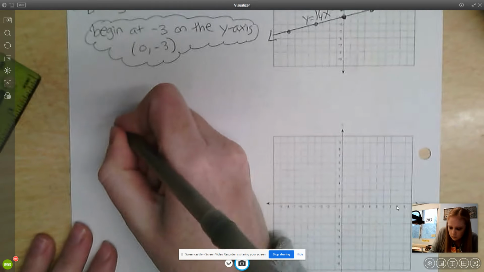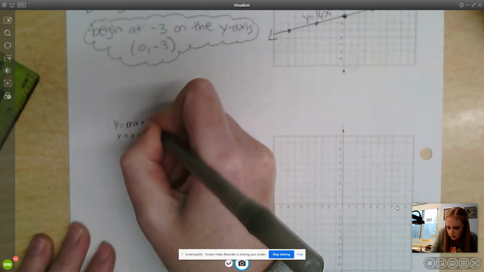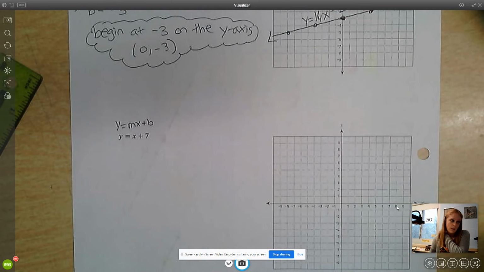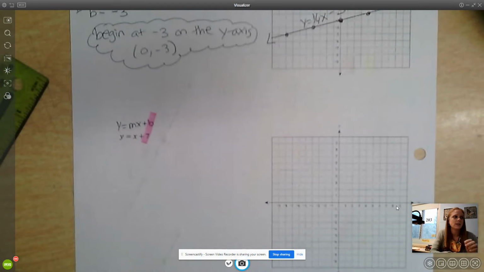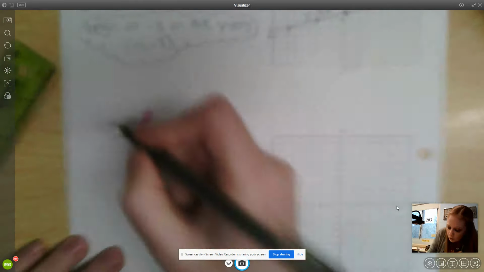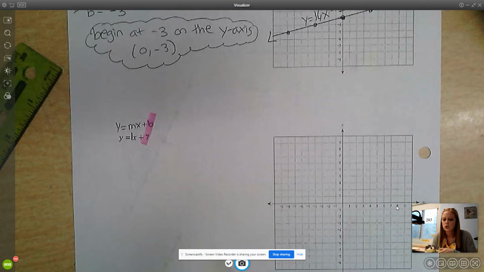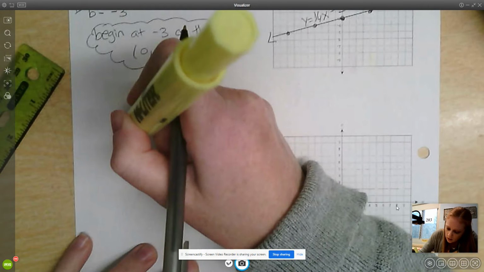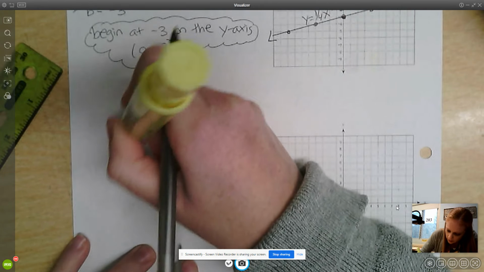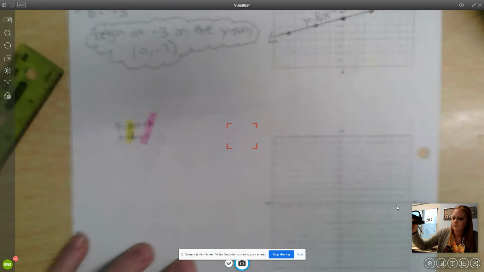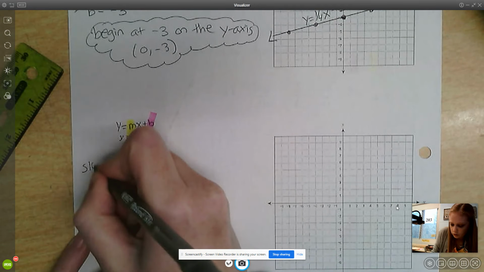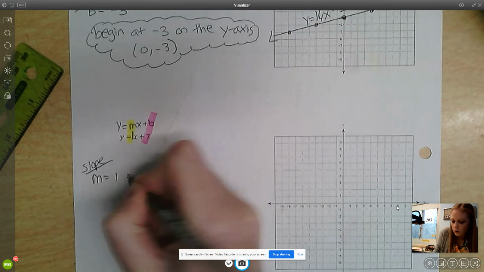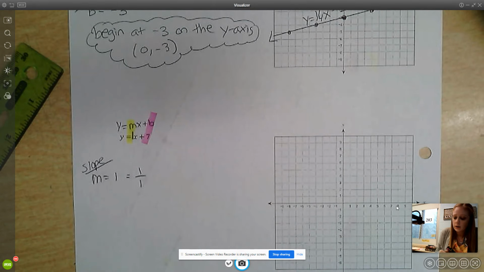Y equals mx plus b. Let's think about what the m is and what the b is. So the b is the number being added on the end. So our b is 7. Our m, you can't see a number here in front of the x, so it's an invisible 1 being multiplied by an x. The coefficient is always 1 if you can't see it. You can't see the number that's in front of it. So m equals 1. So our slope is 1, which written as a fraction is 1 over 1.